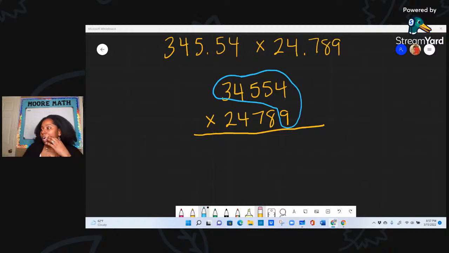Okay. 4 times 9 is 36. Good. Okay, do the next one. 5 times 9 and add 3. And then I'm going to keep going and tell me what that whole first row would be.